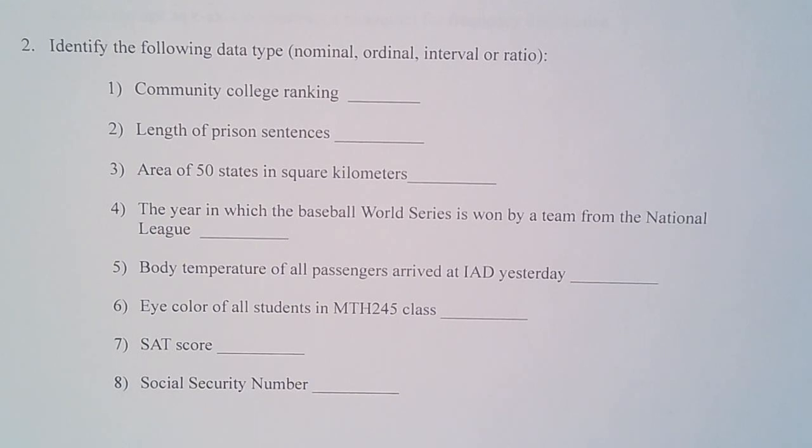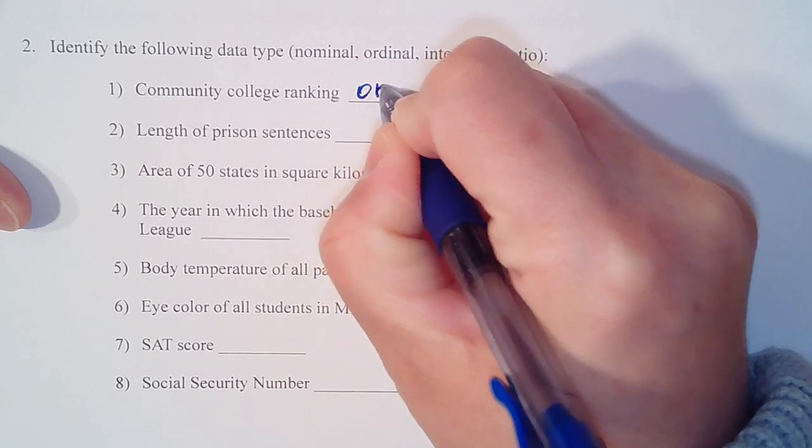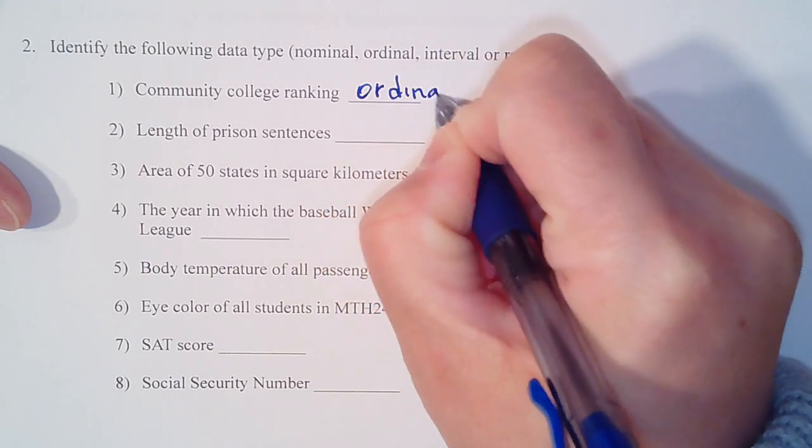Therefore, it's not interval. It's not ratio. What about ordinal? The order matters, right? The rank order. Number 1, number 2. Yes, number 1 is better than number 2. Number 2 is better than number 3. So we should say ordinal here.